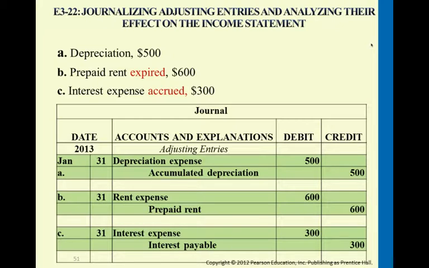For prepayment, the rent expired, meaning that earlier we had a prepayment and now a part of it is no longer useful. It has expired, it's no longer in force. So we reduce prepaid rent, an asset account, and turn that into rent expense, $600.